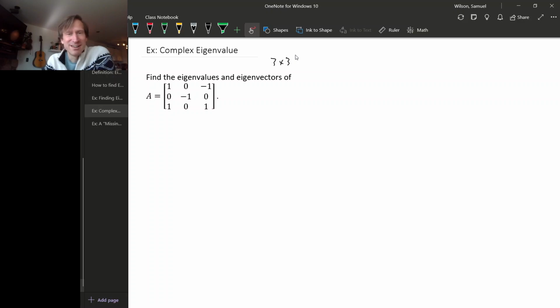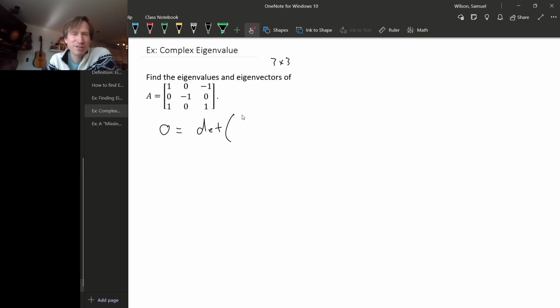So if we end up with 3 different eigenvalues, we'll have to do 3 different row reductions to get our 3 eigenspaces. But that's life. Let's go ahead and find the characteristic polynomial so we can find the eigenvalues. So we're going to solve the equation 0 equals the characteristic polynomial.